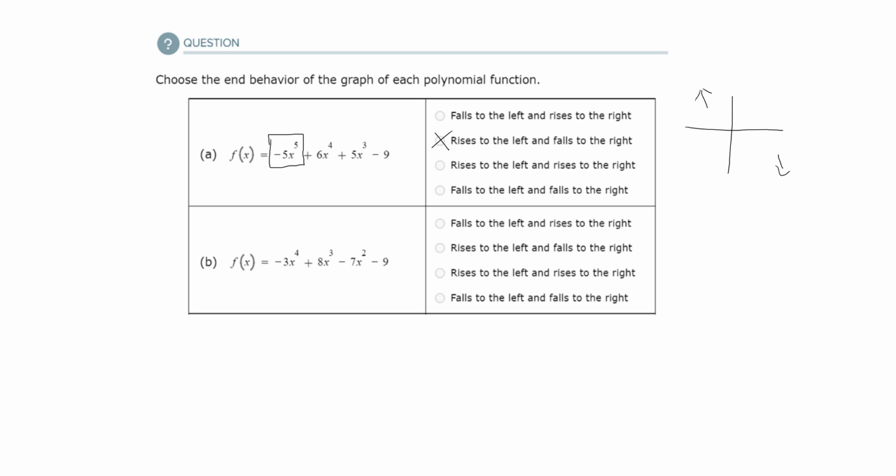The highest power for this one is negative 3x to the fourth. Even is easy. They either both go up or both go down. With a negative in front, they both go down. So this falls to the left, falls to the right. So there's our answer for that one.